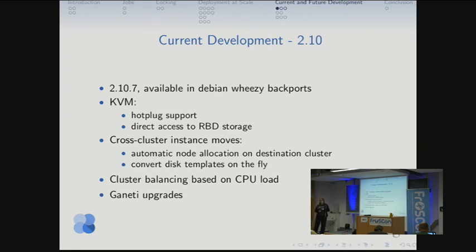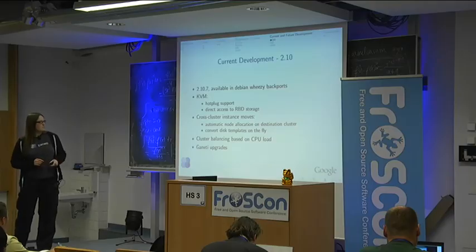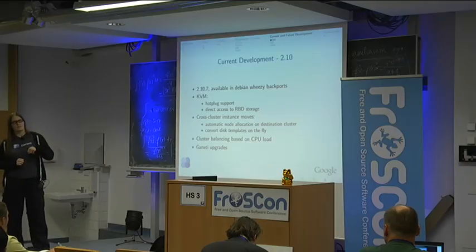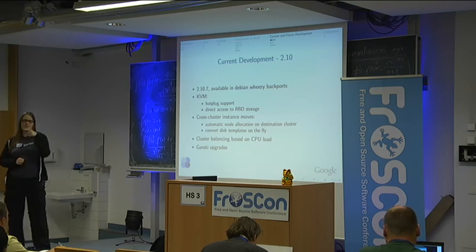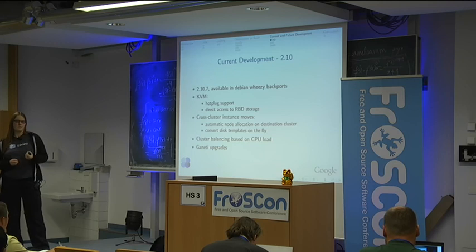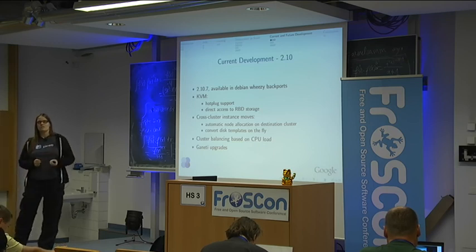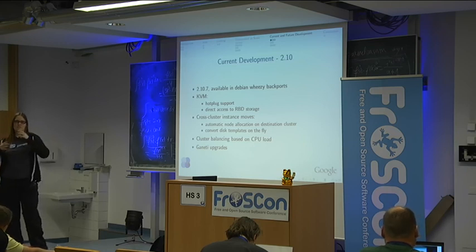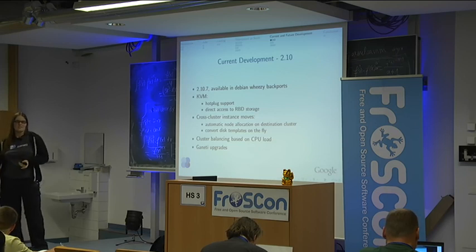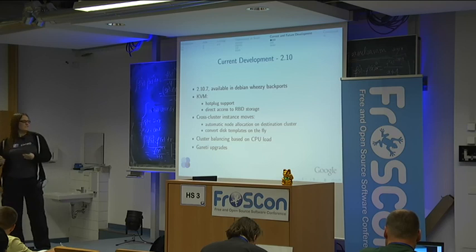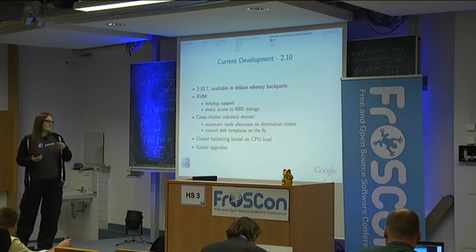We improved the cross-cluster move, so you can move instances between two clusters, but there were a few problems of performance, and some features were just missing. So this time you can just tell it, okay, move it to this cluster, and it will figure out which node on that cluster to place the instance on. Before that, you actually had to give it a specific node. And it can also convert disk templates on the fly. We often had the setup that you have some test cluster, and because you don't have so much storage, you just use plain LVM, and then you want to move a VM to the production cluster, but there you have DRBD. This kind of conversion shouldn't be too complicated, but it was missing so far.